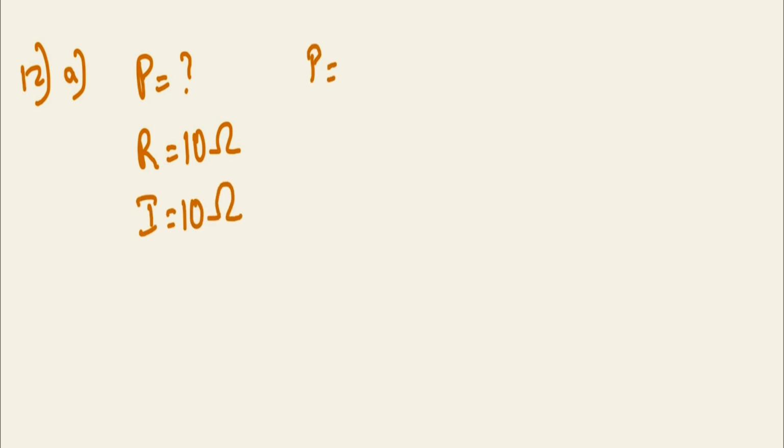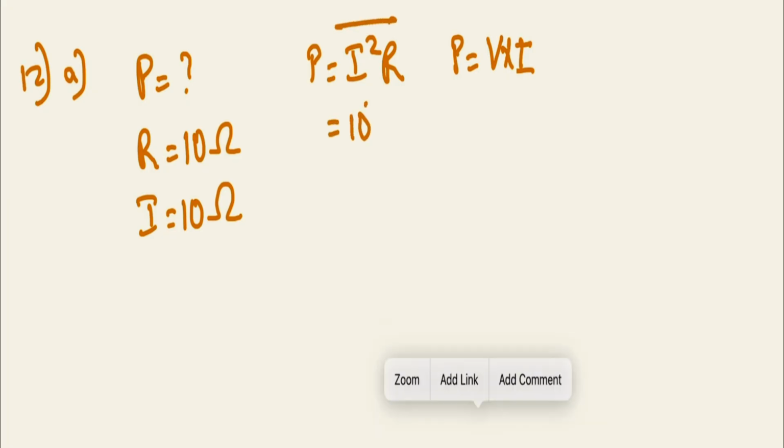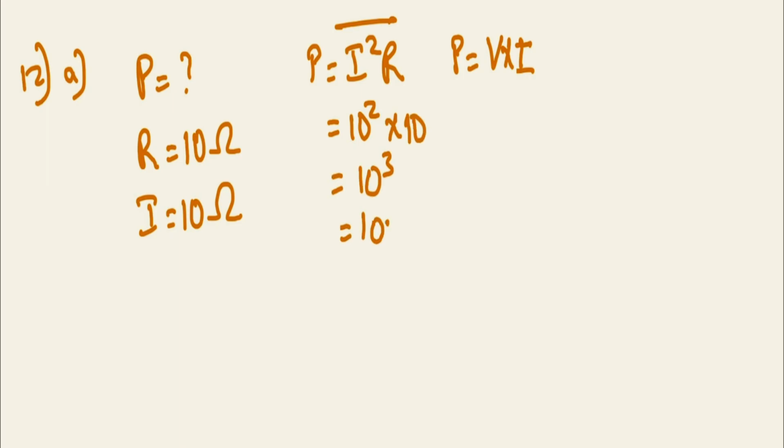So the power formula is P is equals to I square R. You can also write this formula as P is equals to V into I. Since we have I and R, we can take this formula directly, and now when we substitute, I is 10 square and then R is 10. So we will get 10 cube. We can write it as 1000 watt or 1 kilowatt.